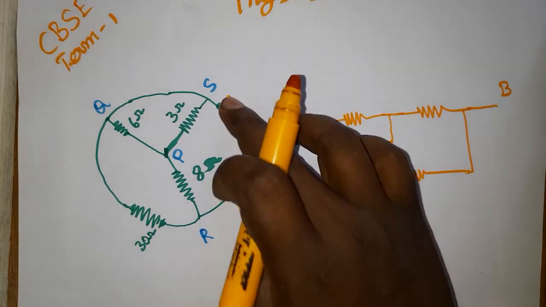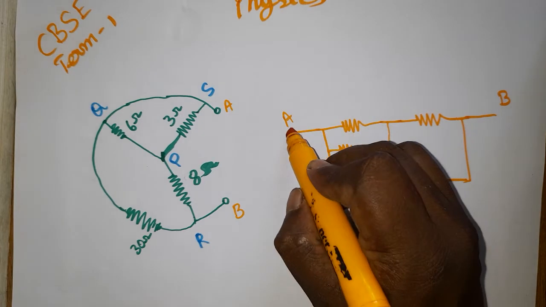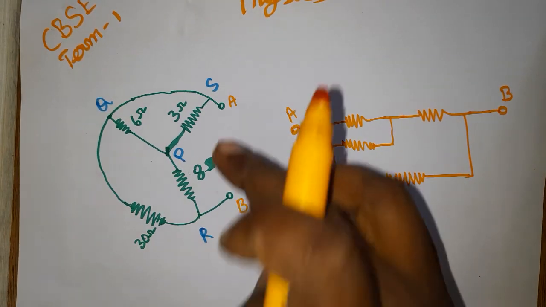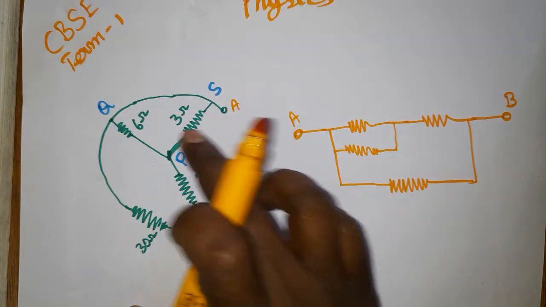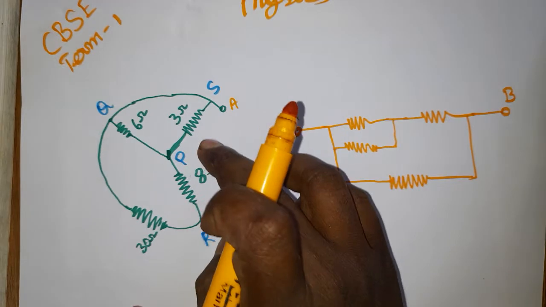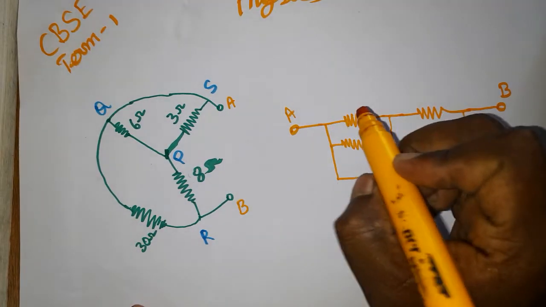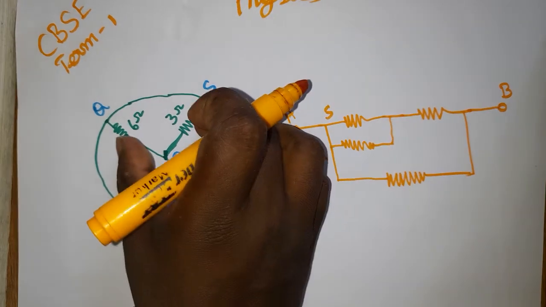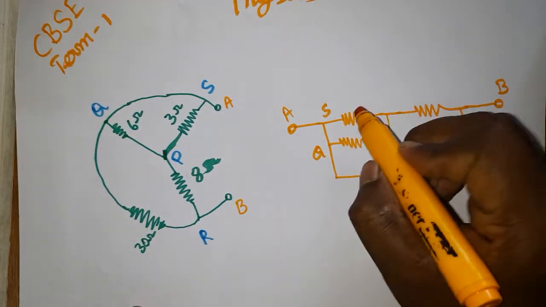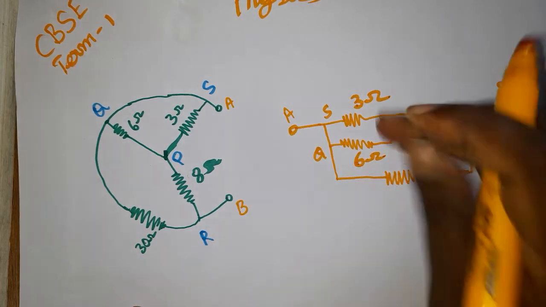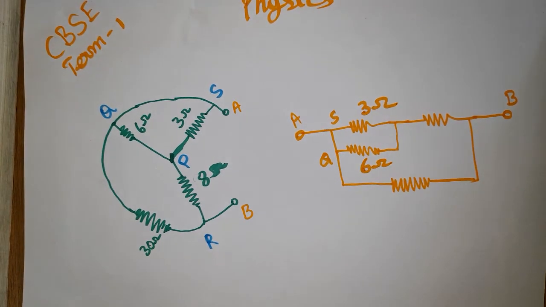Okay, A, B. So two ends A, B, so directly I made it. Now see here Q and S. I just marked the points. Q and S are connected with 3 ohms and 6 ohms. This is the point S and this is the point Q, and these two will be in parallel. This is going to be 3 ohms and this is going to be 6 ohms. If you interchange them also, no problem, you will get the same answer.